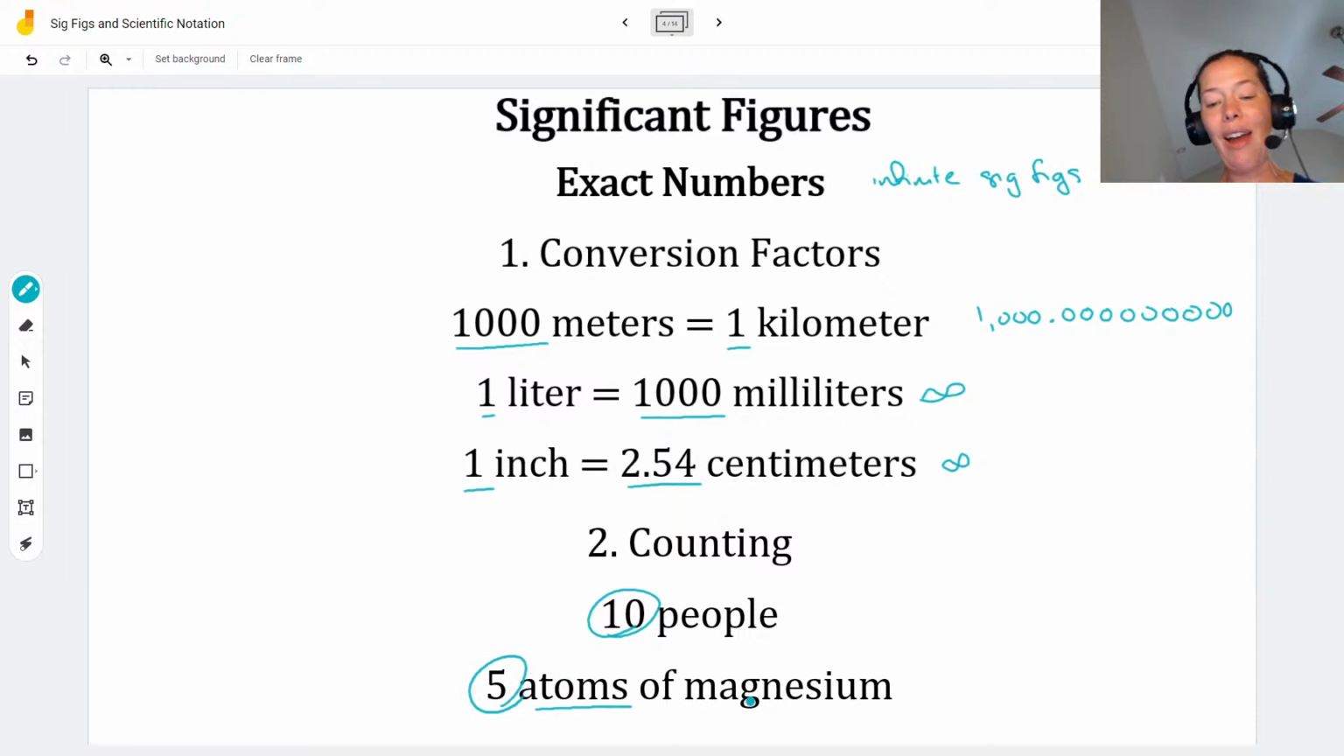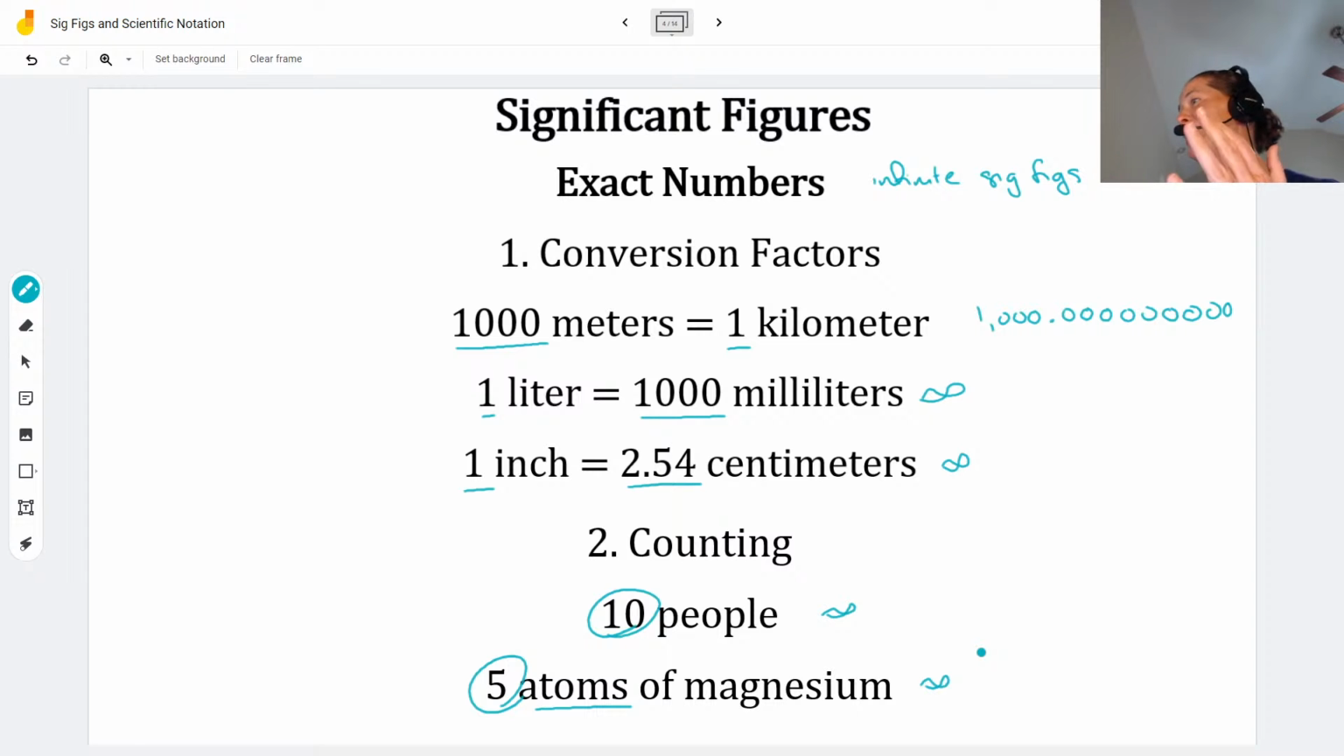So this works for people or planets or atoms. If you have 5 atoms of magnesium, that is an exact number. You're never going to have a fraction of a magnesium atom. At that point, you'd have a subatomic particle, but it is not a fraction of a magnesium atom. So if you have a counting number, then those are also going to be exact numbers, which means I didn't put my symbol. These both have an infinite number of sig figs.